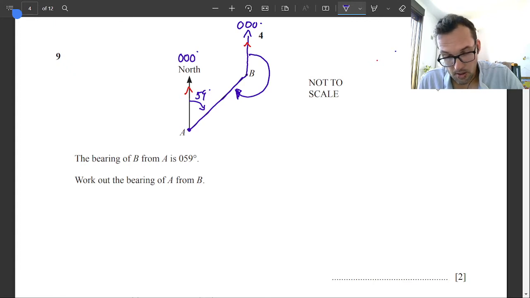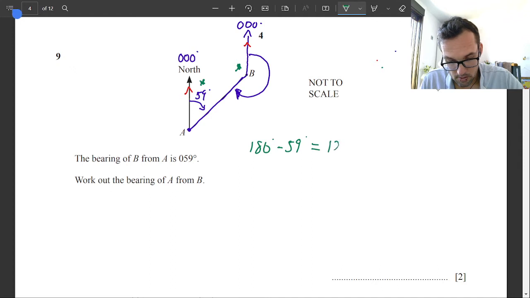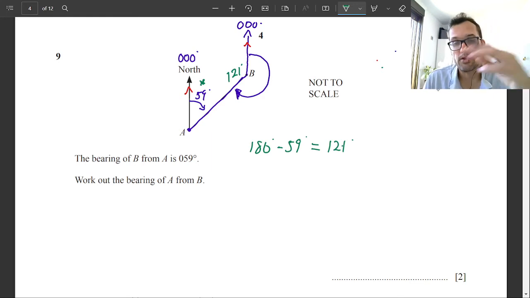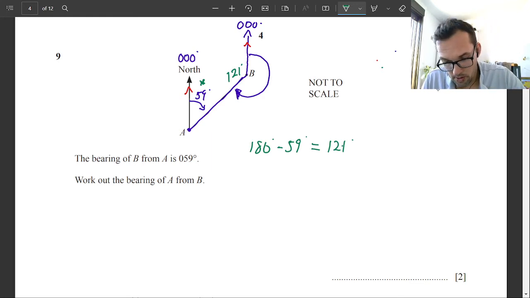Co-interior angles means that this angle here and that angle there together is 180 degrees. So if we do 180 minus 59, that would of course give us 121. So that means now we have this angle here, that the angle is 121. Okay, but we're not going anti-clockwise, we're going clockwise, we're going the other way around.